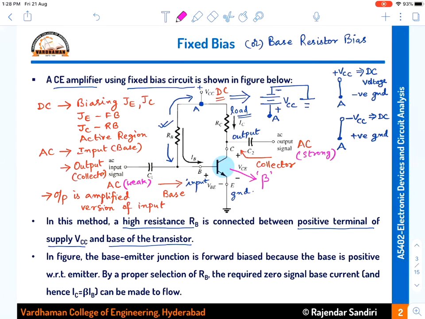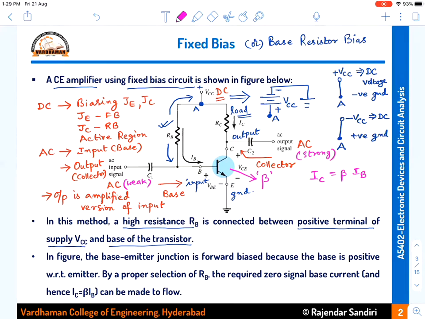And when you apply the weak signal at the input to the base terminal, the current with respect to that weak signal is IB. And the output signal you will get is IC equal to beta times IB. Okay, so then the output will be a strong signal. So this is the amplifier operation, right?